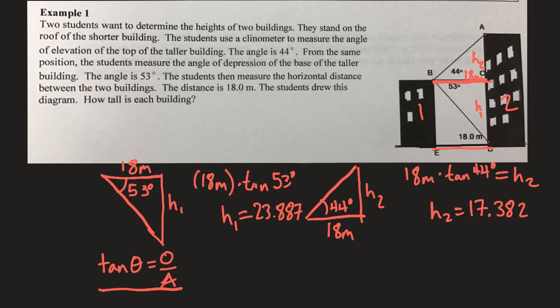Now, H1 corresponds to the height of our first building, but H2 does not tell us how high building 2 is. It only tells us how much higher building 2 is than building 1. So if we wanted to know how tall building 2 is, we need to add H1 and H2. So H1 and H2 are going to come out to be 41.269 meters.